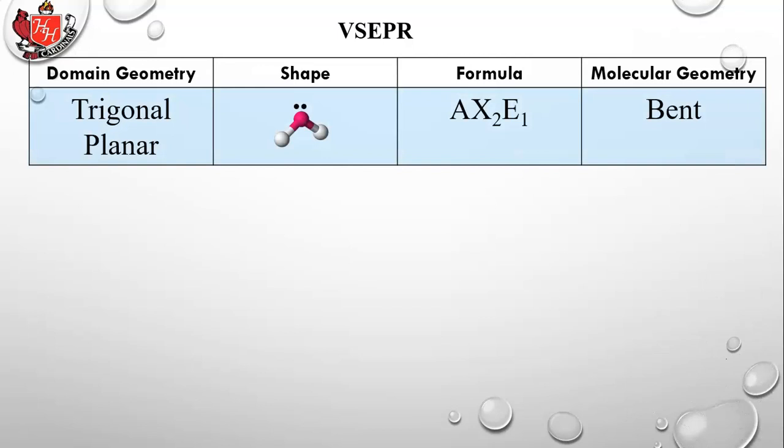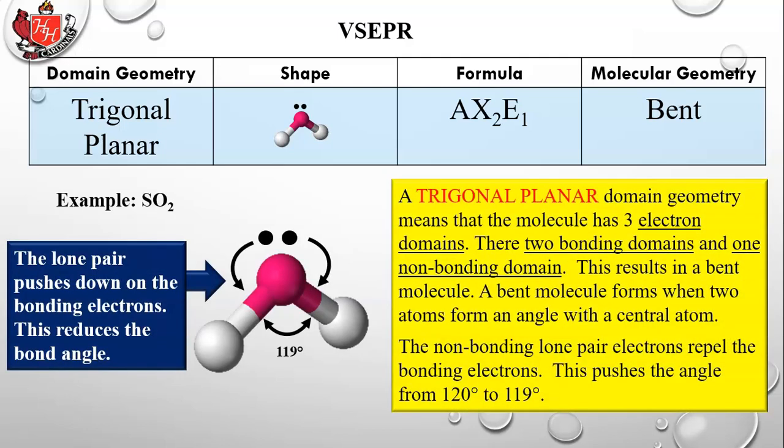Okay, now we're still in the domain geometry of trigonal planar. Remember I said that's the family. That's the molecules that have 3 total electron domains, whether they're bonding or non-bonding. Here we have a situation where you have 2 bonding, that's the AX2, and 1 that is non-bonding or lone pair, that's the E1. And what you see happening here is that lone pair on top, and this is really the key point to this. Well, let's go down and read this and we'll talk about it.